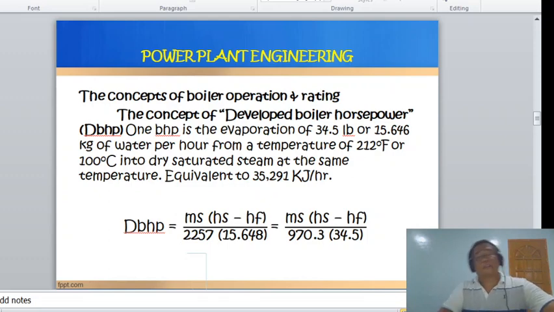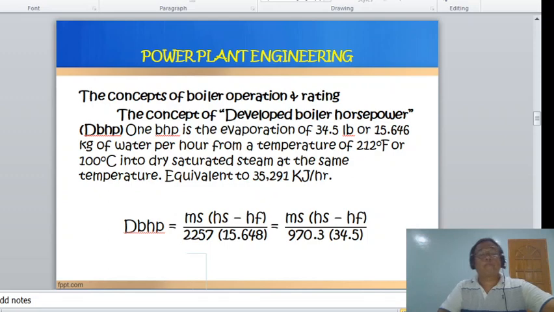So this is the same as, for example, a large open boiler, or a drum which is filled with water, and then applying heat to the bottom of the drum. At the end of 1 hour, the amount of water evaporated is equivalent to 34.5 pounds. Okay? So take note that if the boiling drum is open, of course the temperature is at 212 degrees Fahrenheit or 100 degrees Celsius, and the pressure is atmospheric pressure. So that is equivalent to 1 developed boiler horsepower.